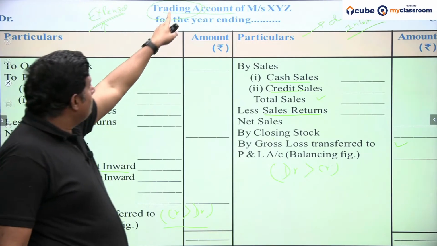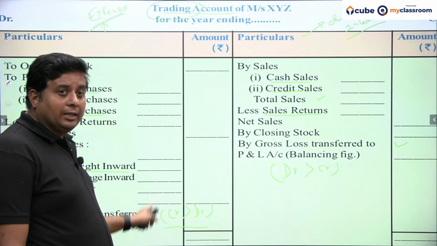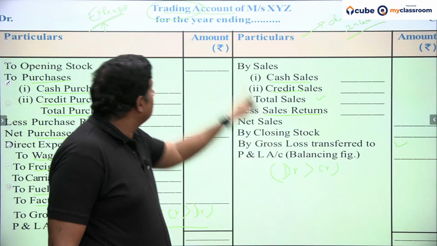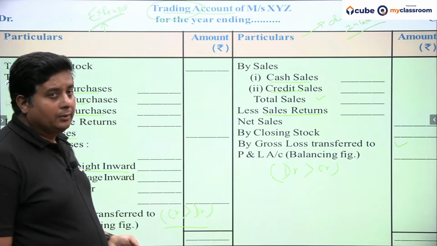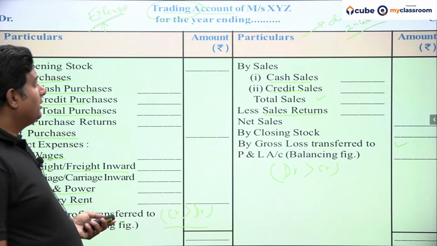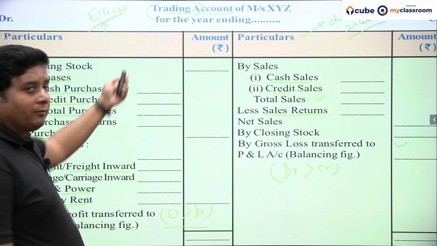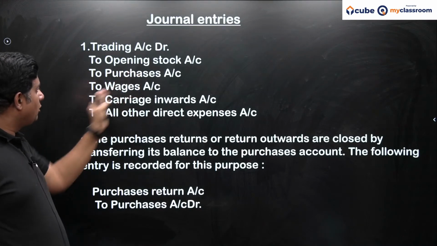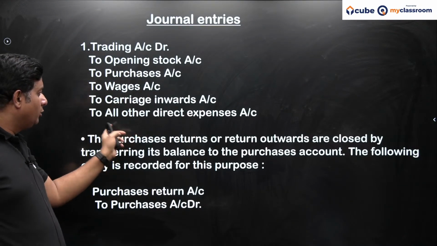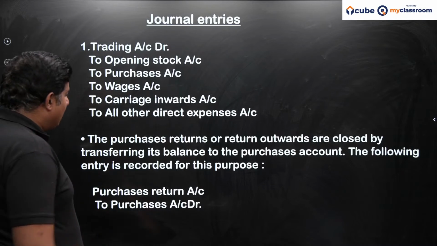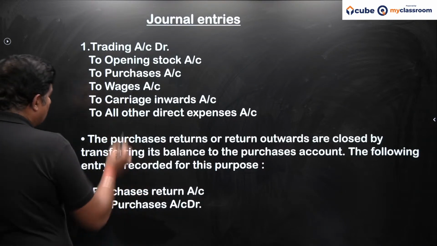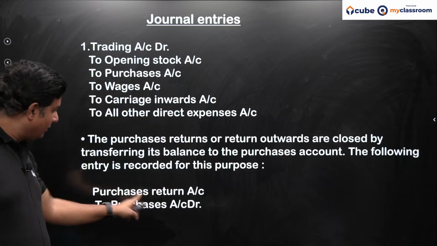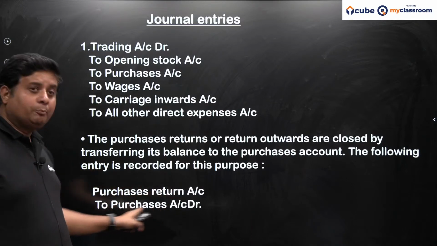So the journal entry should be trading account debit to profit and loss account if there is a gross profit. In case of gross loss, the entry should be profit and loss account debit to trading account. So this is the way you can remember the journal entries from this ledger account. So the journal entry is trading account debit to opening stock, to purchases, to wages, to carriage inwards, to all other direct expenses. Here I haven't mentioned any purchases return, because for purchases return I have put an extra entry, that is purchases return account debit to purchases account.